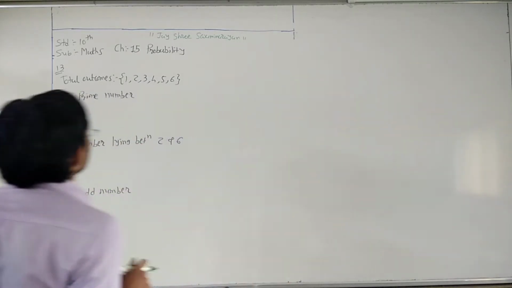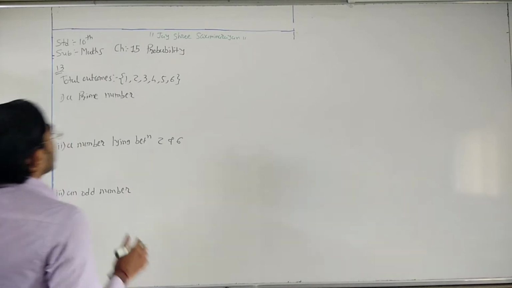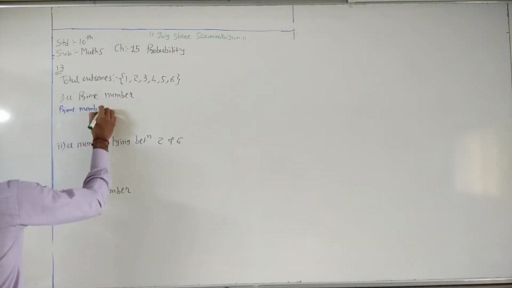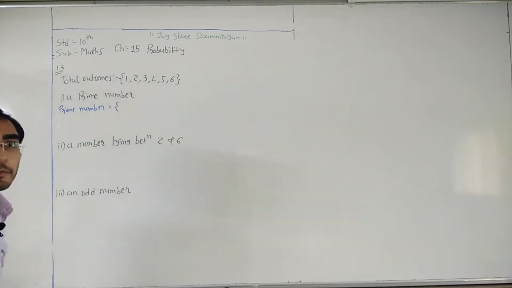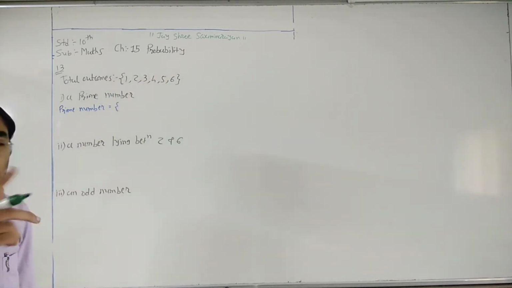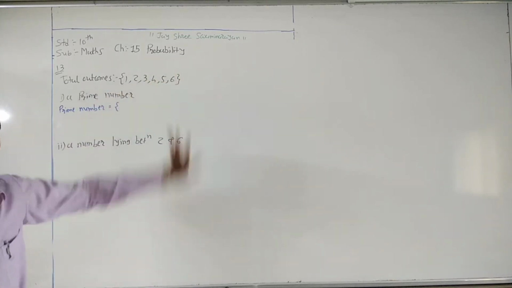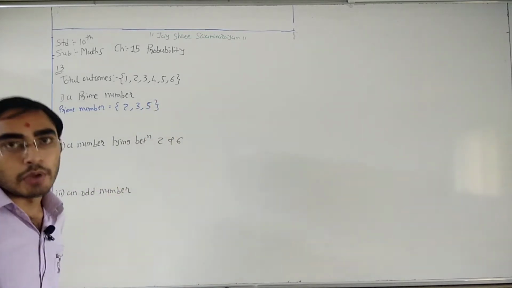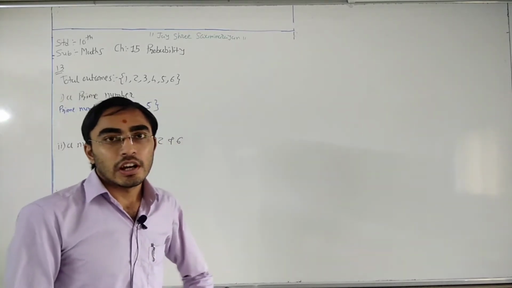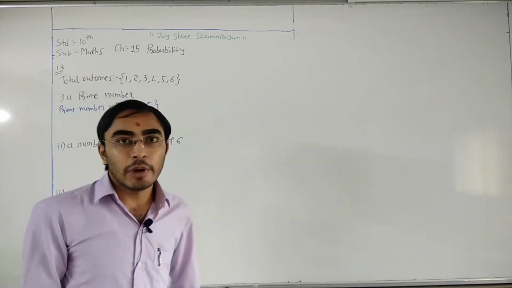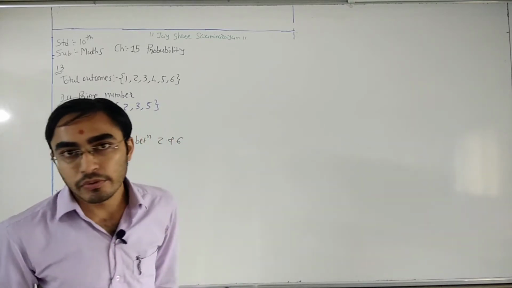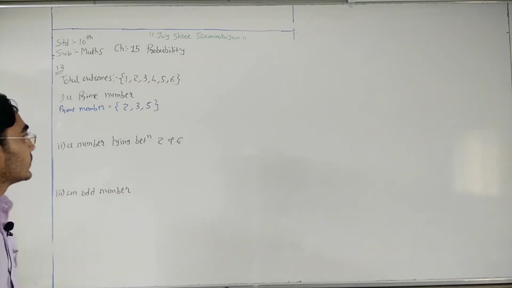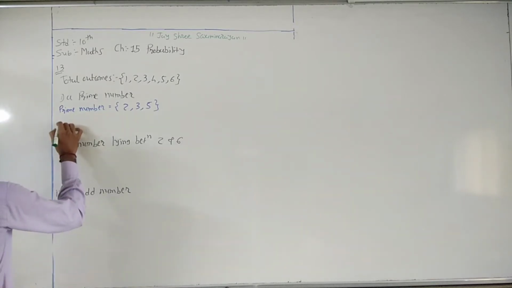Okay, so first of all, how many prime numbers are there in 1 to 6? Prime numbers start with 2, 3 and 5, right? These 3 numbers are prime numbers: 2, 3 and 5. A prime number means a number is divided only by 1 and itself. Okay, it is called a prime number. Right, now we can find the probability.